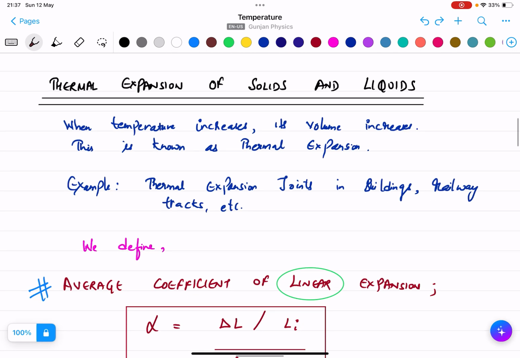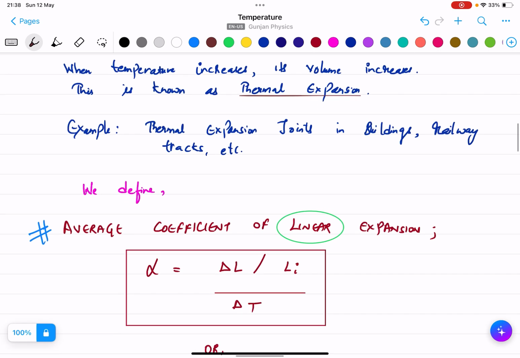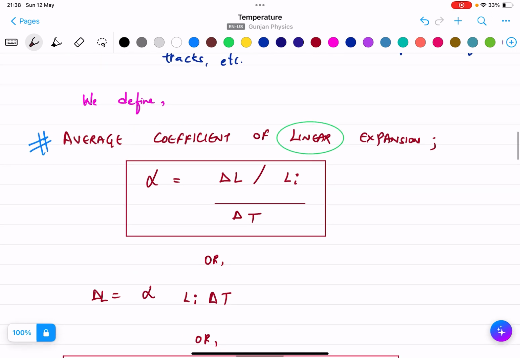Now, thermal expansion of solids and liquids. When temperature increases, its volume increases, right? We all know that. This is known as thermal expansion. Whenever there is an increase in temperature, there is an increase in the volume as well. Like in buildings and railway tracks, if there is too much heat, they expand and their volume is increased. There are some formulas you need to remember. The first one is alpha, and another one is beta.